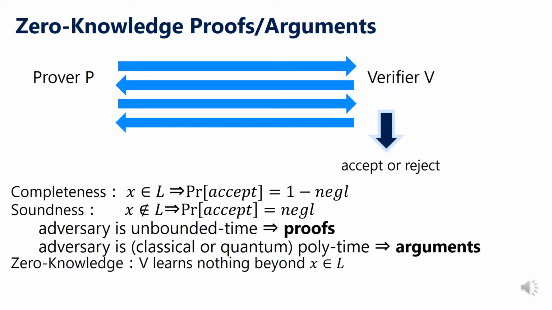First is completeness, which means that if the statement is true and everything is done correctly, the verifier accepts with overwhelming probability. The second is soundness, which means that if the statement is false, then no matter how the prover tries to cheat, the verifier accepts with negligible probability. The third is the zero-knowledge property, which roughly means that the verifier learns nothing beyond the fact that x is a true statement. Next, I will explain the definition of the zero-knowledge property in a little more detail.